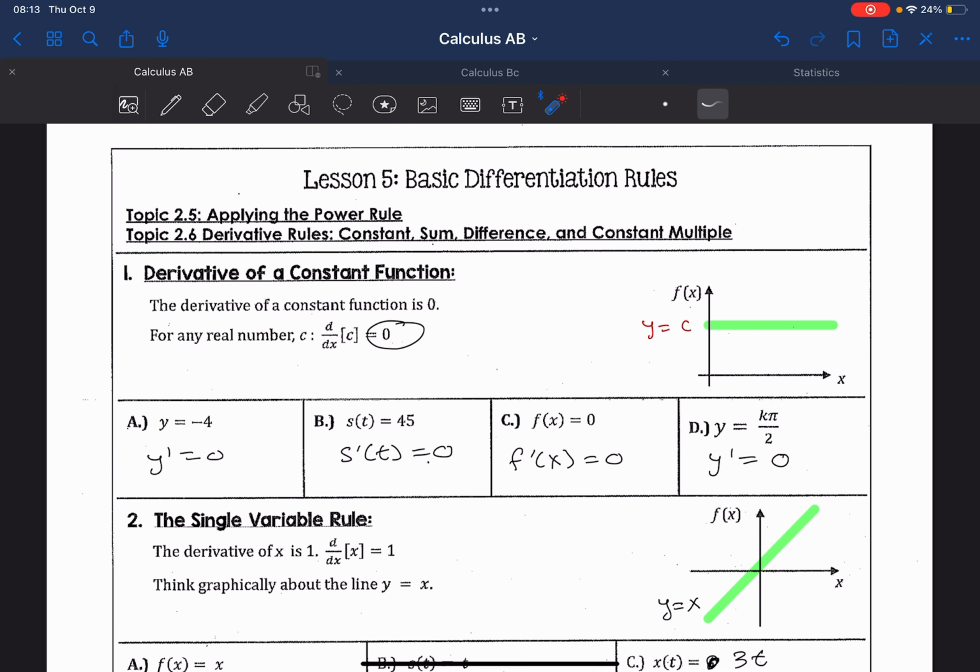Okay, notes 2.5, basic... I can never say this word. Basic derivative rules. Okay, basic derivative rules.